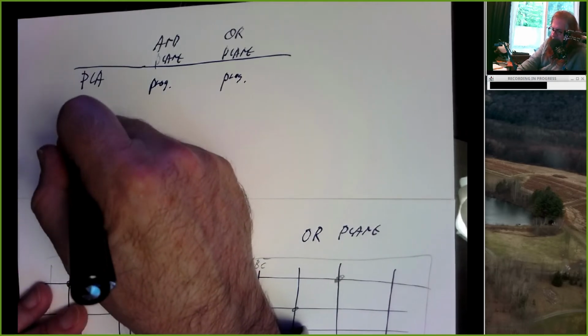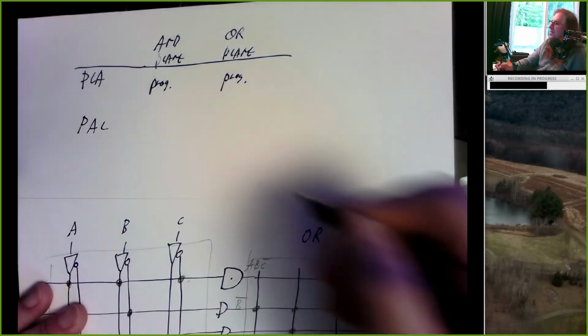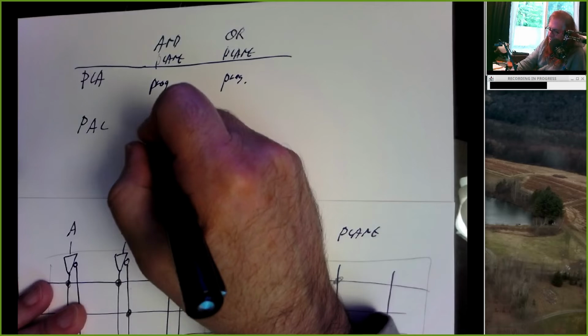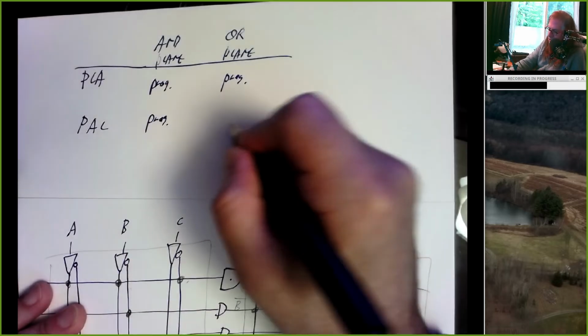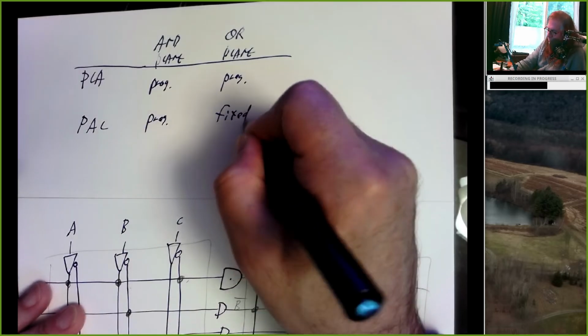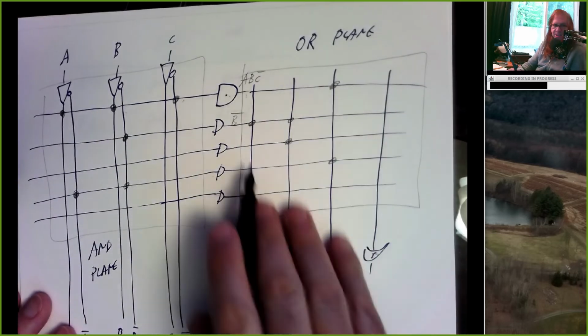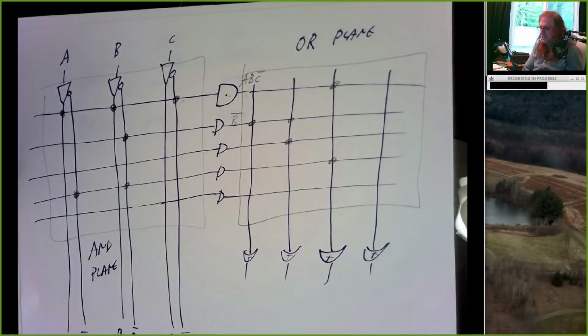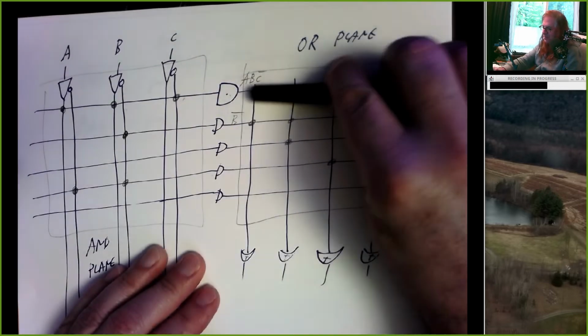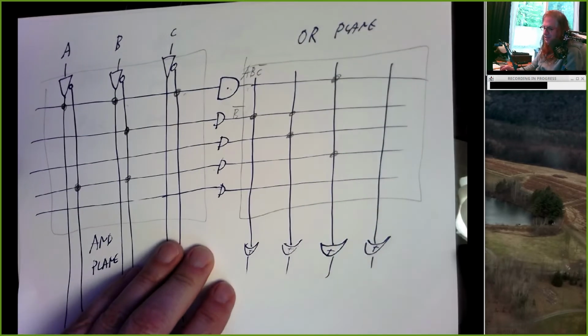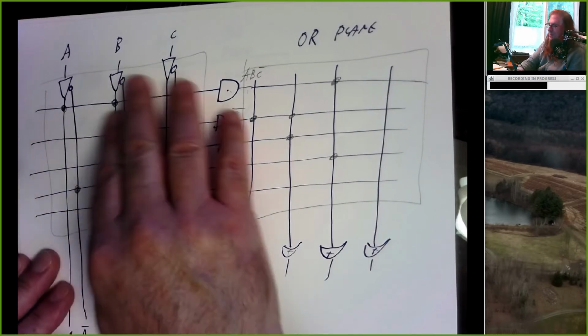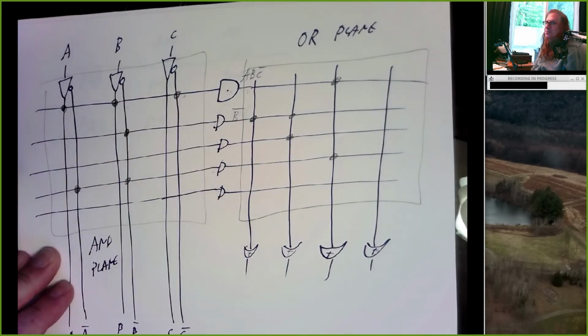There's a similar device called a PAL. And in a PAL, the AND plane is programmable, but the OR plane is fixed. So we don't get to control the connections over here in a PAL. There's fixed connections between the outputs of the AND gates and the inputs of the OR gates. But we can control the programming that feeds into the AND gates.